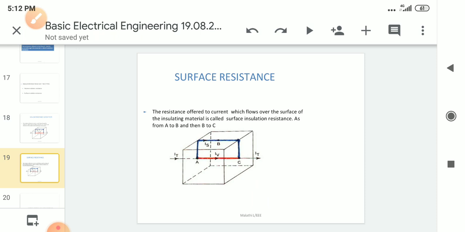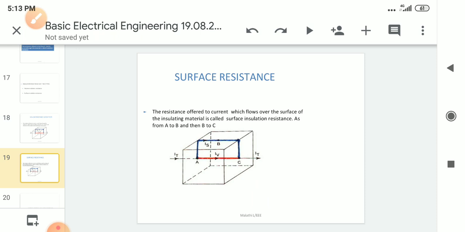Next, surface resistance. The resistance offered to the current which flows over the surface of the insulating material is called surface resistance. The surface resistivity is numerically equal to the resistance of a unit square over the surface of the insulating material, and it is expressed in ohm per square meter or ohm per square centimeter.